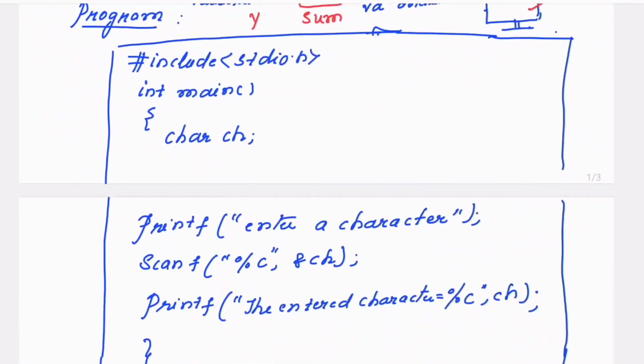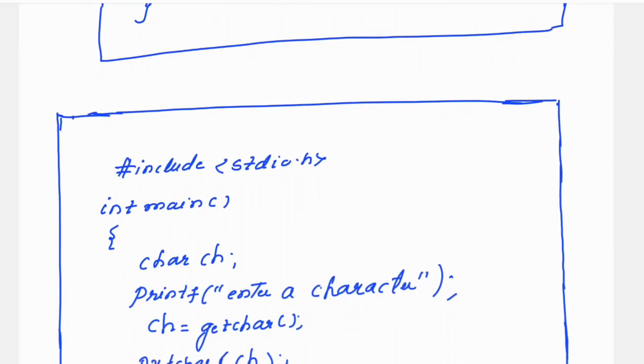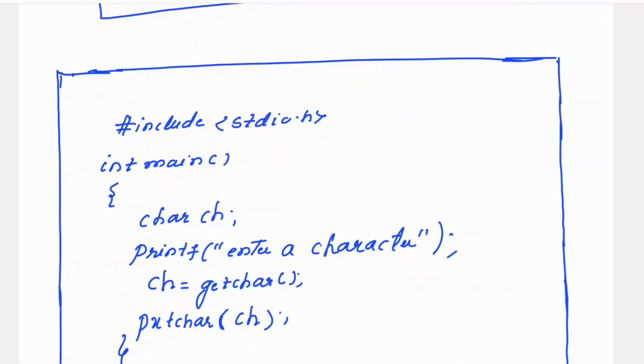Now the same thing I am writing first using the printf and scanf functions. Then I will write the same program using the getchar and putchar functions to show you the difference. If you are using scanf and printf, what will you do? Definitely declare the variable ch of the character data type. If you are writing the program using putchar and getchar, even this part is required, so you will be declaring the variable ch.